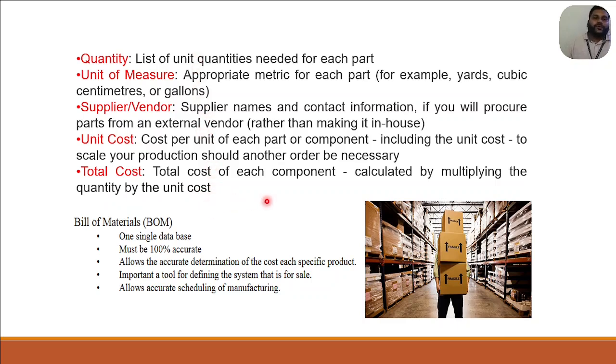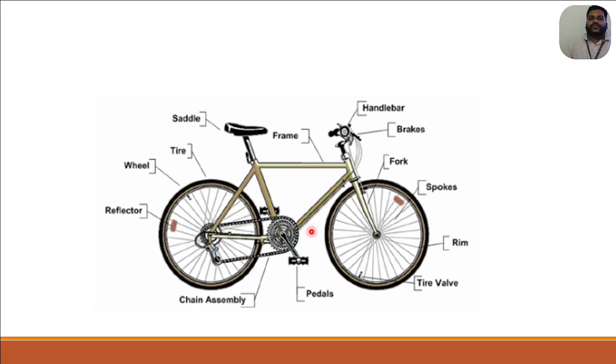The bill of materials is a single data source and must be 100% accurate. It allows the accurate determination of the cost of each specific product, is an important tool for the sales aspect, and allows accurate scheduling of manufacturing. So let us take an example of a cycle. I have taken a cycle, and different parts of the cycle have been named over here for understanding purposes.